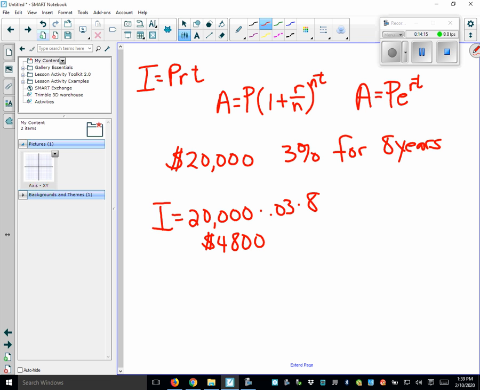How much will you earn if the money is compounded monthly? Which formula do I use? Compounding. The middle one. What is n? 12. So A equals 20,000 times (1 plus 0.03 over 12) to the 0.03 times 12, 96 n t.